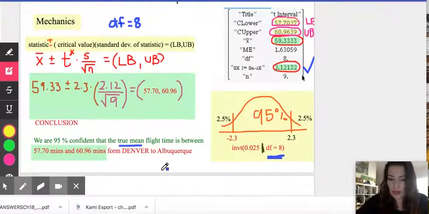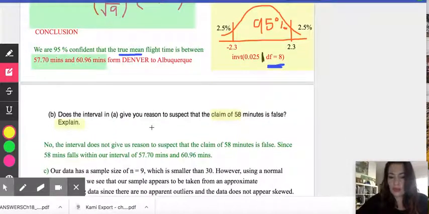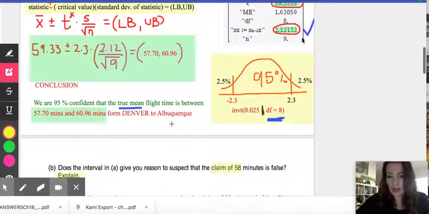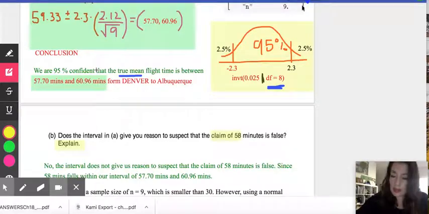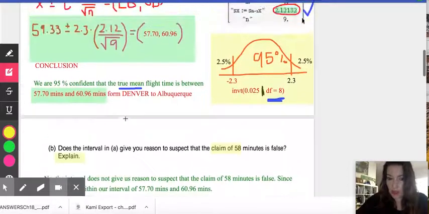Now, a follow-up question is: does the interval give you reason to suspect that the claim of 58 minutes is false? Let's take a look at our interval. Does 58 minutes fall between 57.7 and 60.96? Yes, it does. Since the 58 minutes lies in our interval, we can answer: No, the interval does not give us reason to suspect that the claim of 58 minutes is false, since 58 minutes falls within our interval. So this is how you would present all your work.